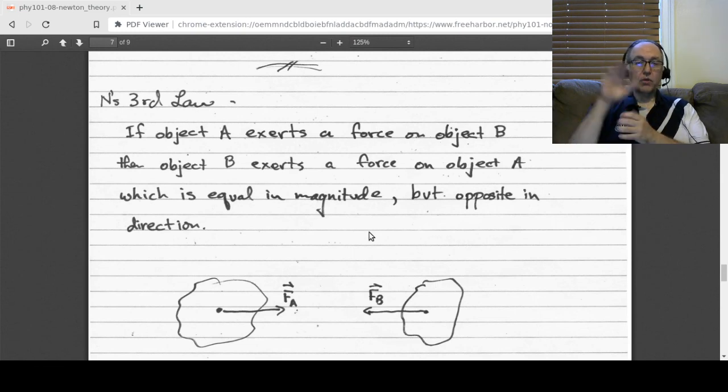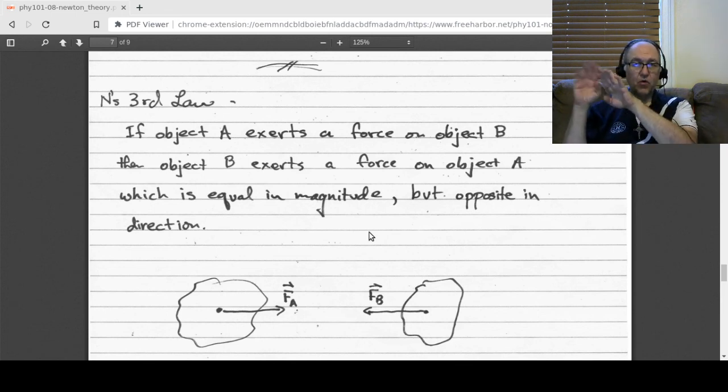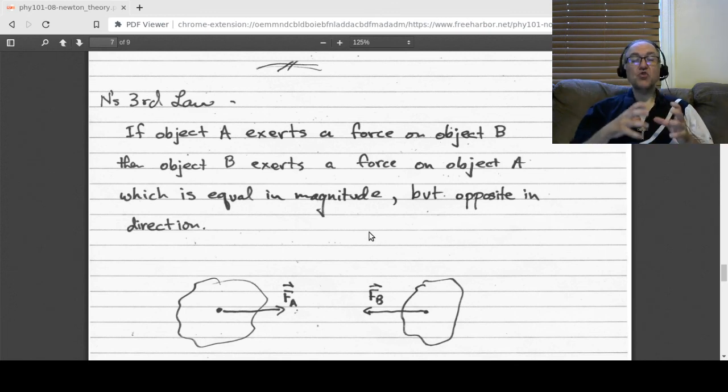Okay, and so here we have two objects, A and B. If A is pulling on B with so much force, then B is simultaneously pulling back on A with the same strength of force, same magnitude, but in the opposite direction. Okay, and so that's how Newton's third law works. It always pairs the objects and pairs the forces between the objects.